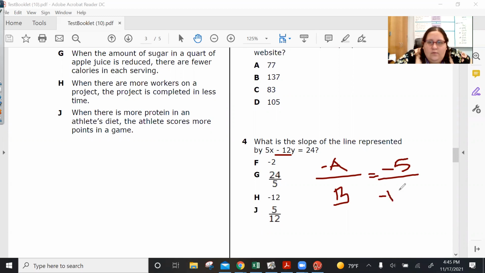That's where I saw a lot of people make the mistake. Negative over a negative is a positive. So this is going to become 5 over 12. So J. So make sure that you are paying attention to if it's being subtracted, that we're treating that as a negative.